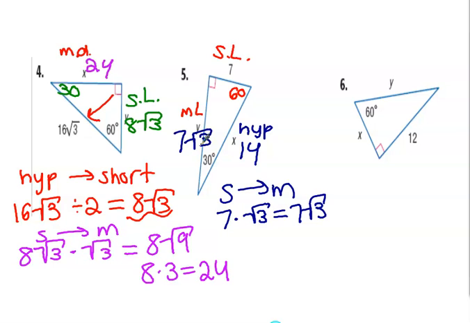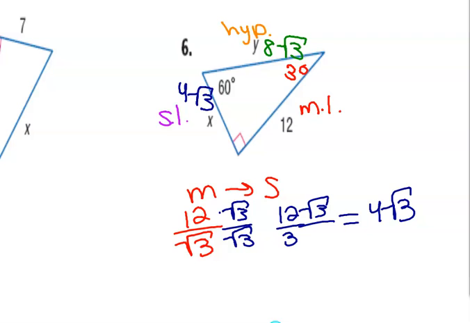So I want you guys to try number 6. What is the 12? Can you label these? What is the x and what is the y? All right, so the middle leg is 12. To find the short leg, I have to divide by root 3 to make it smaller. When I divide by a radical, I need to rationalize it, so I multiply the top and bottom by root 3.